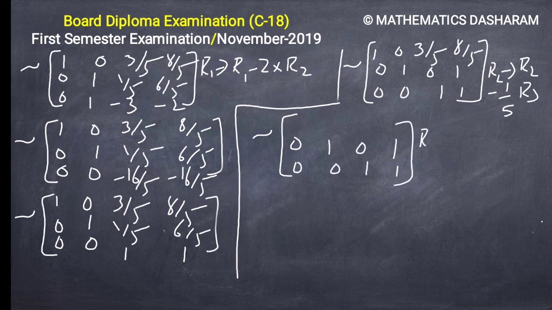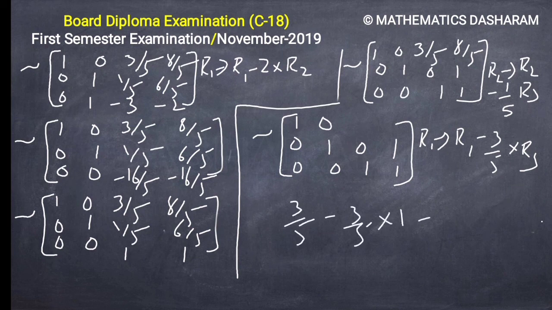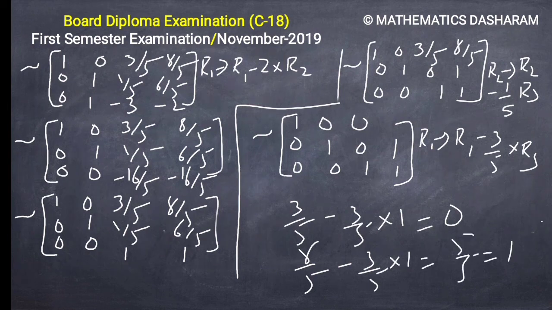Now replace R1 with R1 minus 3 by 5 into R3. So then here 1 minus 3 by 5 into 0 is 1 again. Here 0, here 0, so definitely we will get 0. Next, 3 by 5 minus 3 by 5 into 1, so it is equal to 0. Next, 8 by 5 minus 3 by 5 into 1. So 8 minus 3, 5 by 5, so it is equal to 1.